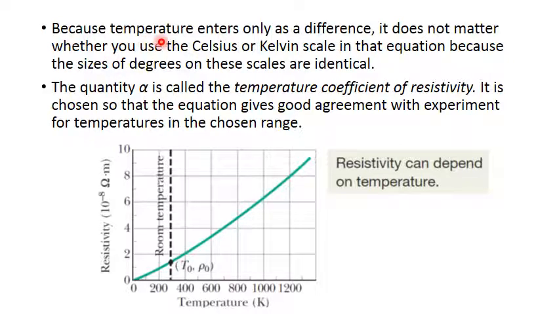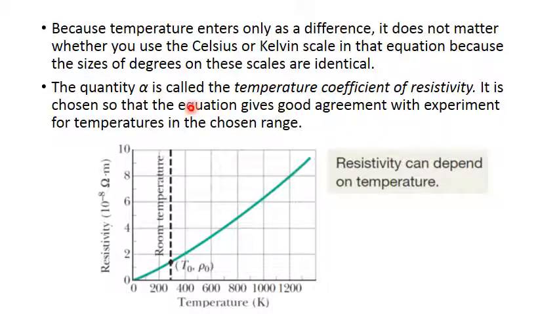Because the temperature enters only as a difference, it doesn't matter whether you use centigrade or Kelvin. We can use centigrade degrees or Kelvin degrees, but we must use one scale, either centigrade or Kelvin. It doesn't matter which scale we use in that equation, because the size of the degrees on both scales is identical. Alpha is called the temperature coefficient of the resistivity.